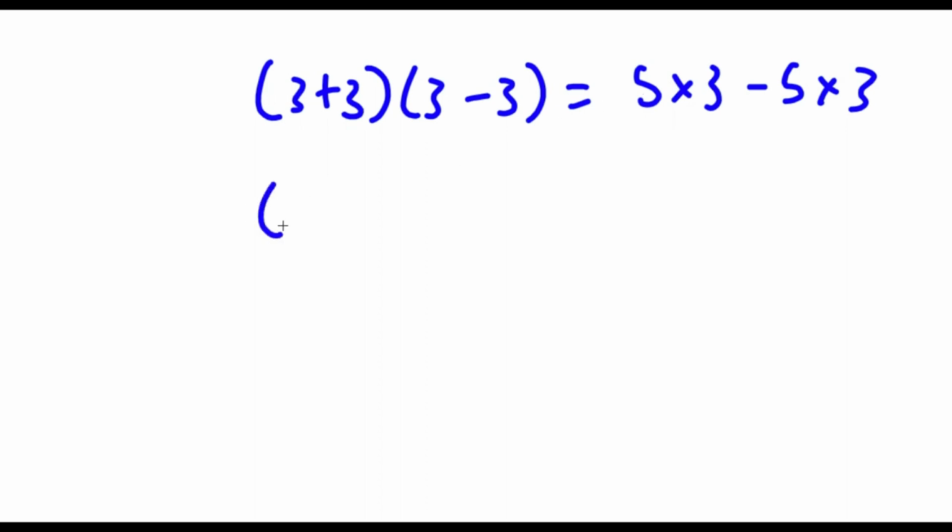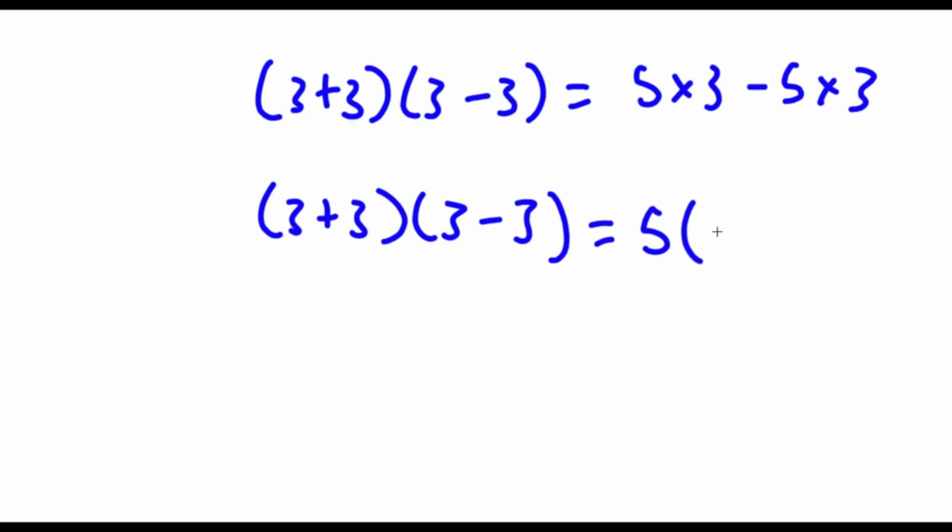Now, for my right-hand side here, I'm going to go ahead and factor out 5. So if I factor out 5, I get 5 times 3 minus 3. All I did was I divided by 5. 5 times 3 divided by 5 is 3, and negative 5 times 3 divided by 5 is negative 3. So that's how I got 5 times 3 minus 3.